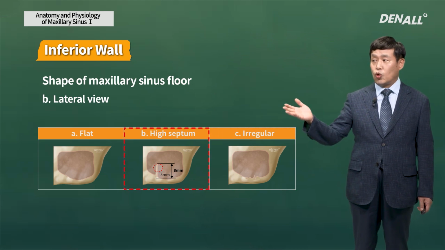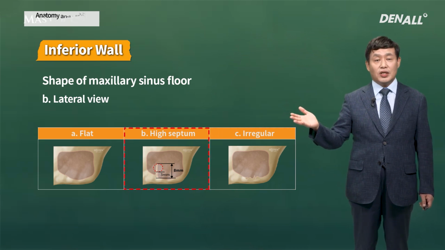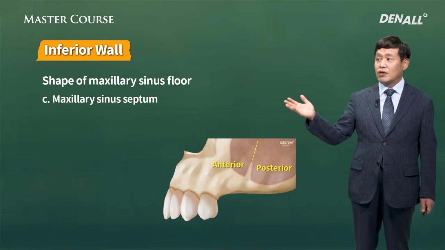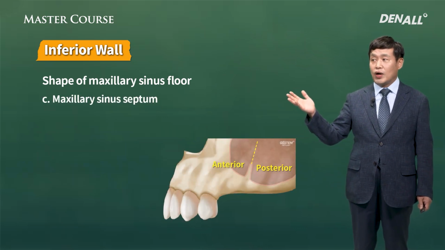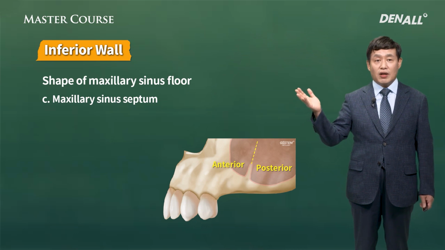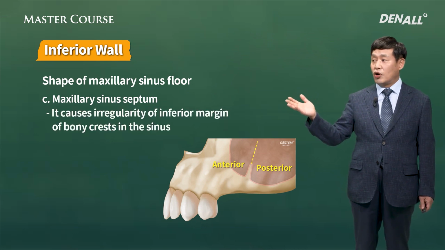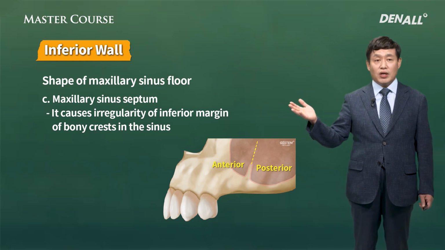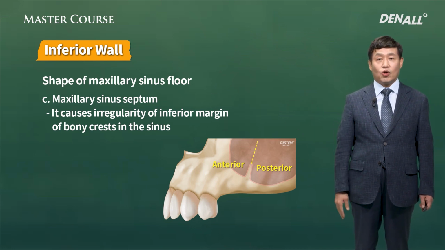Next, if there is a high septum, when you do the surgery, that can pose some inconvenience. Septum can exist in the sinus floor. It causes irregularity of the inferior margin of the bony crests in the sinus, which causes some problems.